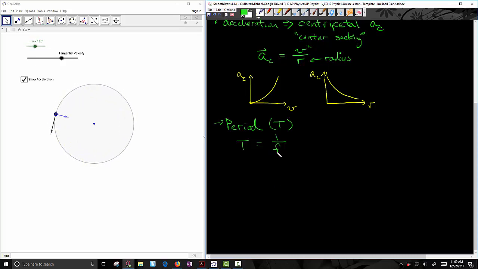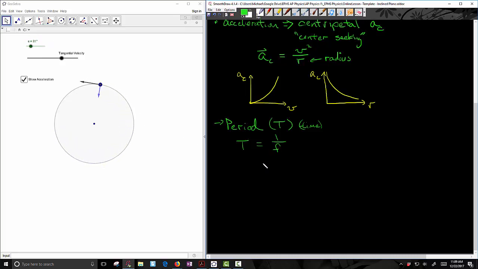And so we can redefine this. The period is the time. That's the time it takes to go all the way around. So we can think, okay, how long is it going to take this thing to go all the way around? And it takes 1, 2, 3, 4, 5, 6, 7.5. Okay, so about 7.5 seconds, whatever. That would be my period.